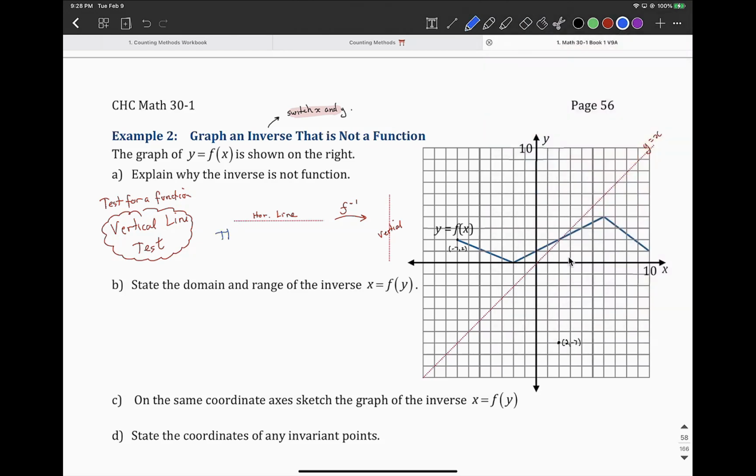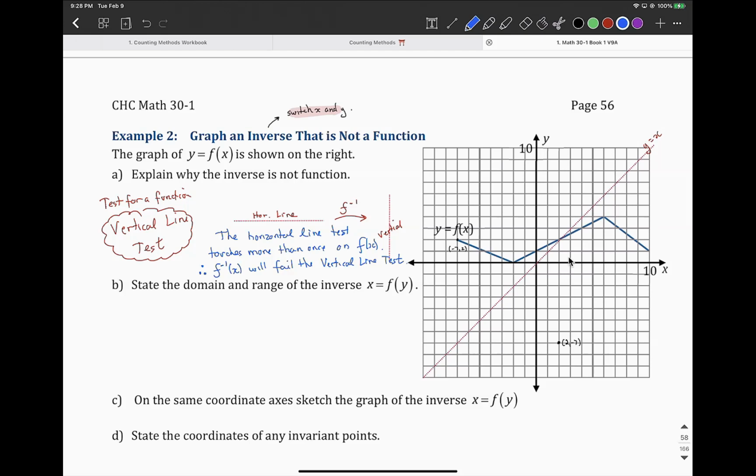I could say the horizontal line test touches more than once on the original f of x. Therefore, the inverse will fail the vertical line test. Sorry that I'm writing so small, I just didn't leave myself much room. That could be a way of explaining my logic here.